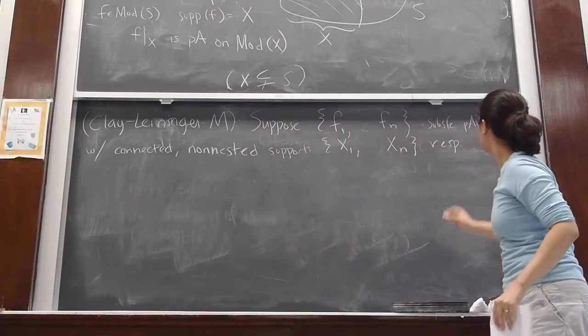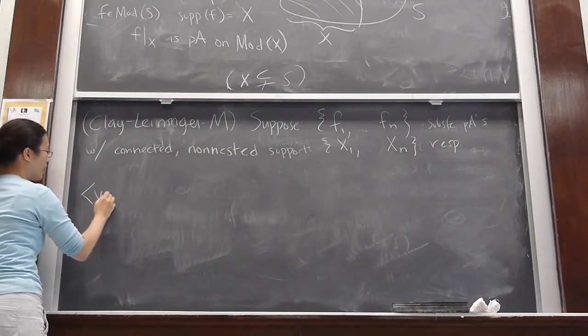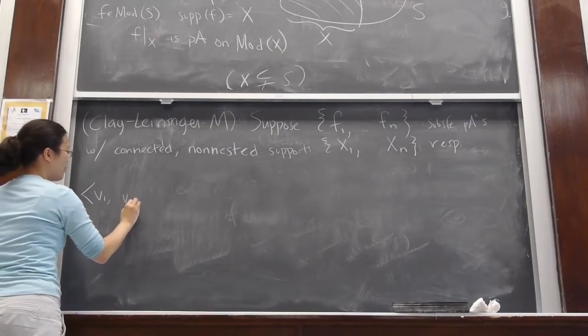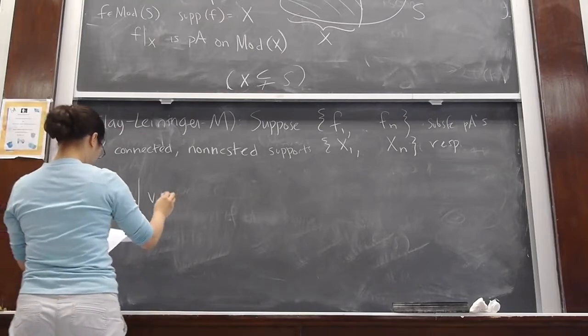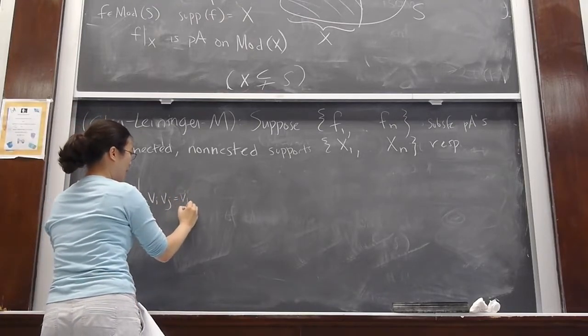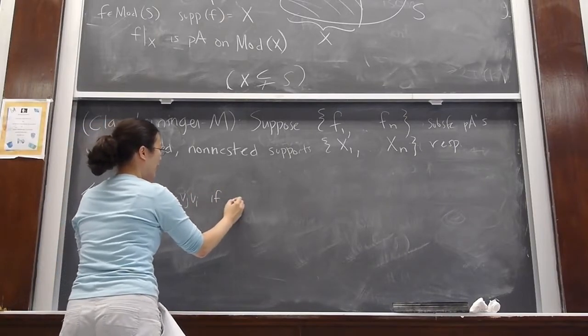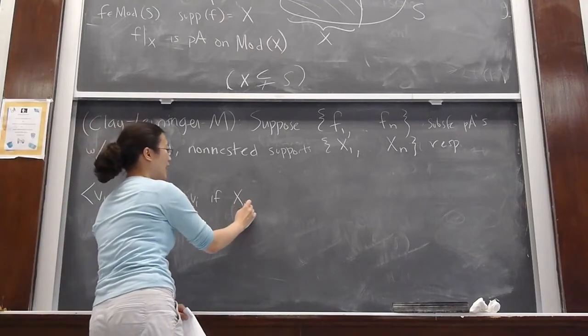So what can you do? Well, here's a group, a right-angled Artin group, and let's say that we have the commutation. So I have a vertex for each of those xi's.